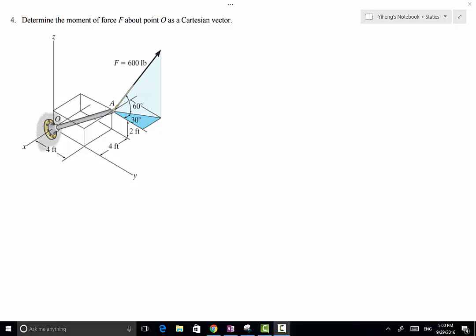In this problem, we need to determine the moment of force F about point O as a Cartesian vector. We know that according to the vector formulation, the moment about point O equals a position vector cross the force vector. This position vector can be chosen any way as long as it starts from point O and ends on the line of action of this force. So the position vector in this problem, this is probably the one that makes the most sense, which is the ROA.